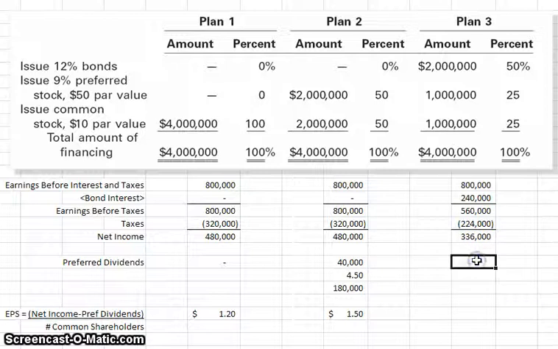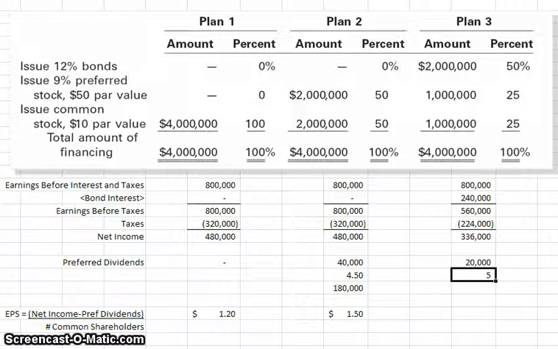Okay, so let's talk about the preferred dividends. This is the net income number we start off with in our earnings per share calculation. Let's look at the preferred dividends. Well, in this case, before we issued $2 million in preferred stock, now we're issuing $1 million in preferred stock. So $1 million at $50 a piece. So how many does that equate to? We've got $1 million divided by $50 a piece. We've got 20,000 preferred shareholders. Again, each of them expects to get their $4.50 worth of dividend, which is 9% at $50 par.